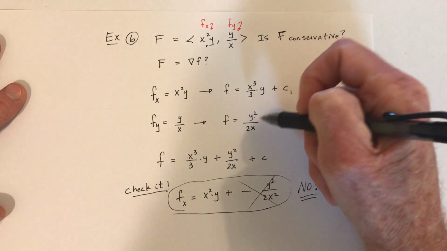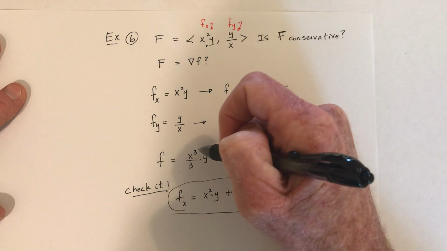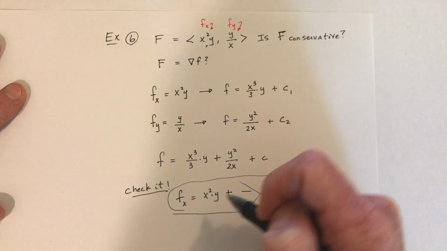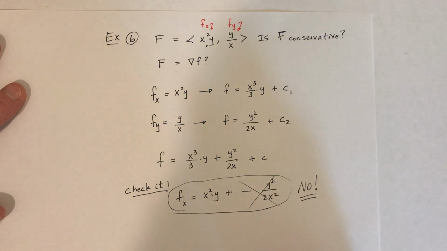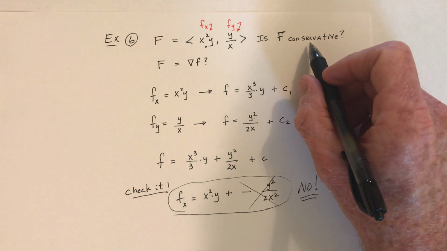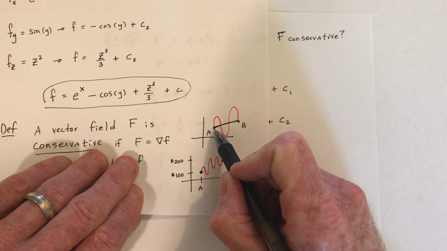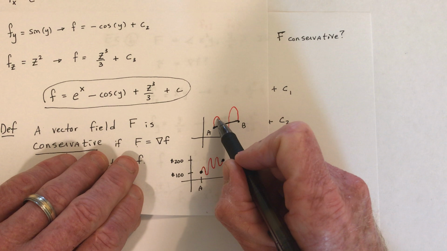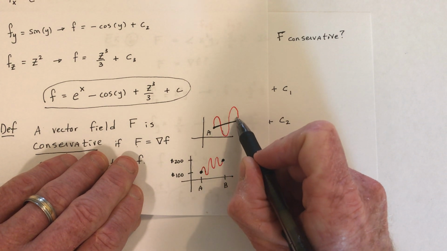So you not only need to do the antiderivatives, you then need to put them together as one answer, and then you have to check it and make sure that it's right. In this case, no, it's not conservative. So if it's not conservative, you can't just go straight across. You do actually have to integrate along this whole red curve.